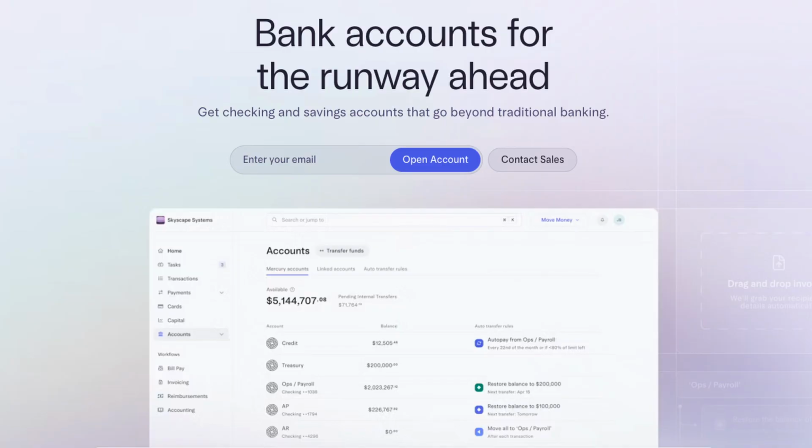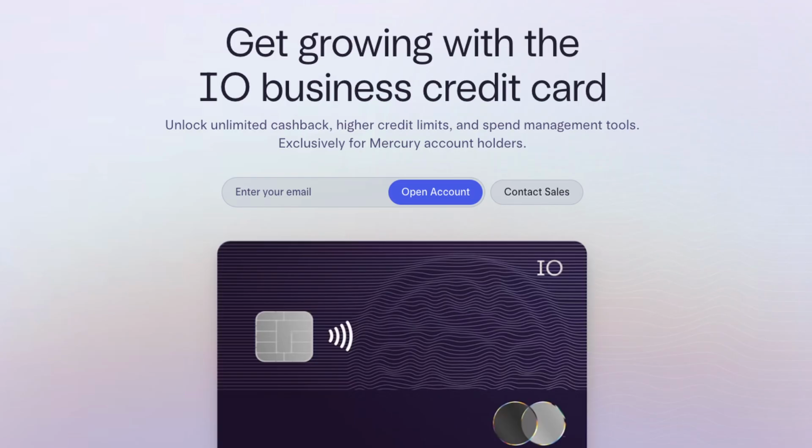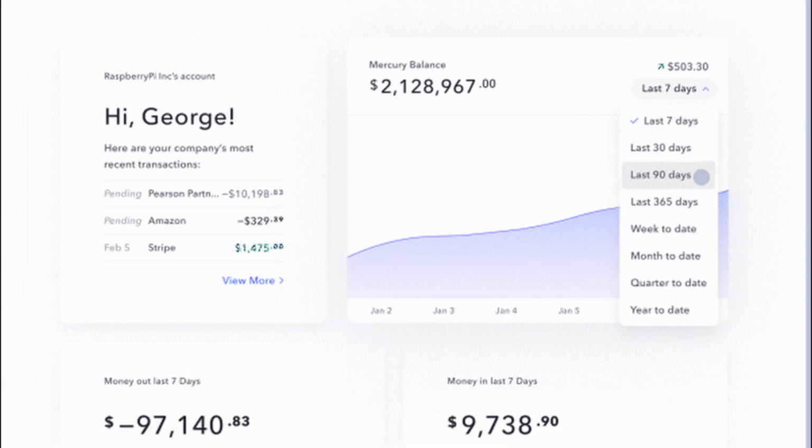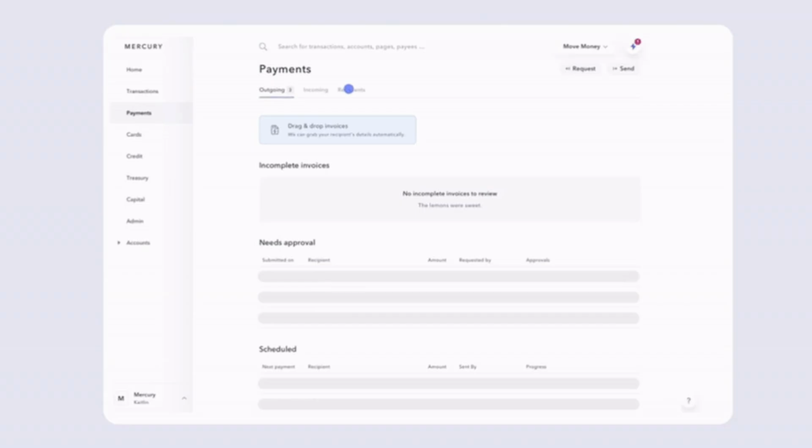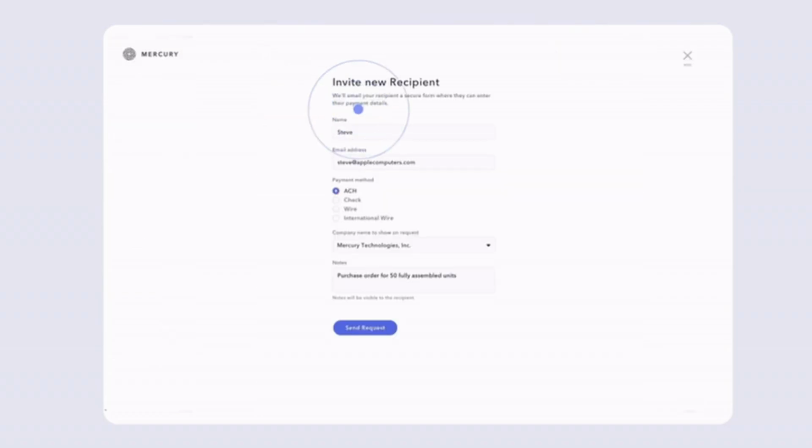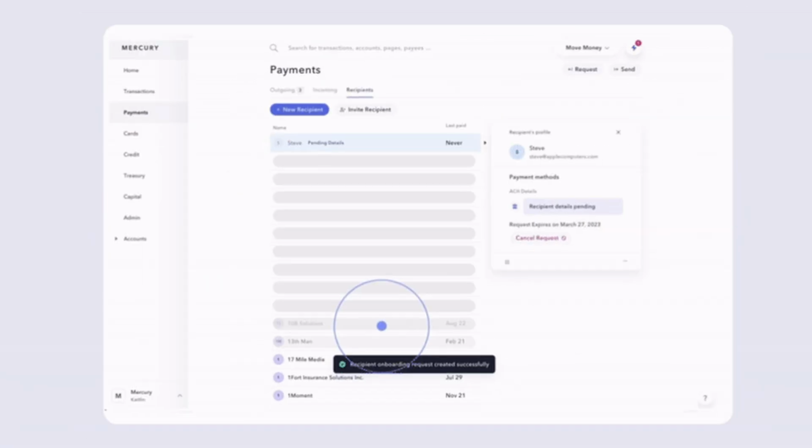Mercury gives you both checking and savings accounts, physical and virtual debit cards, and their online dashboard is actually pretty simple to use. You can do wire transfers, ACH payments, and they integrate directly with your accounting software. The customer service is also surprisingly good. They actually respond when you have questions, which is more than I can say for a lot of traditional banks.